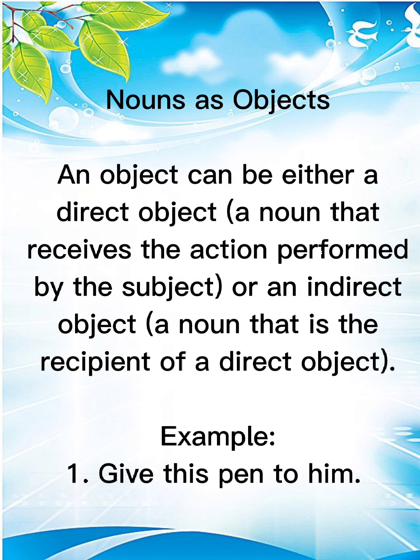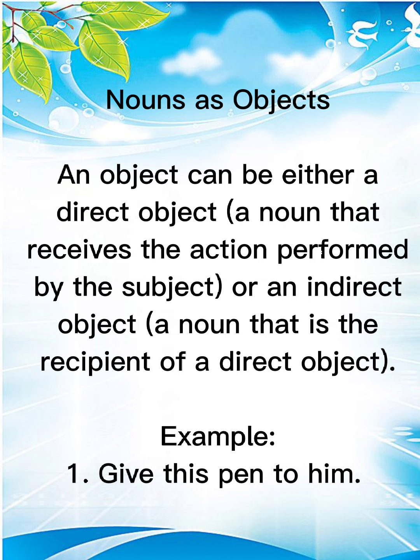Nouns can also be used as objects of a verb in a sentence. An object can be either a direct object, that is a noun that receives the action performed by the subject, or an indirect object, that is a noun that is the recipient of a direct object. Let us have this example. Give this pen to him.